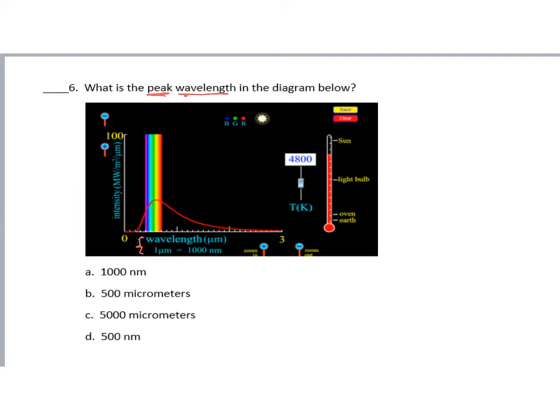So the peak wavelength, the peak is this right here. So this is what we're trying to find. This is our peak wavelength. And so we have to follow that down, right? We have to follow that down to the graph to see what increment that corresponds to.